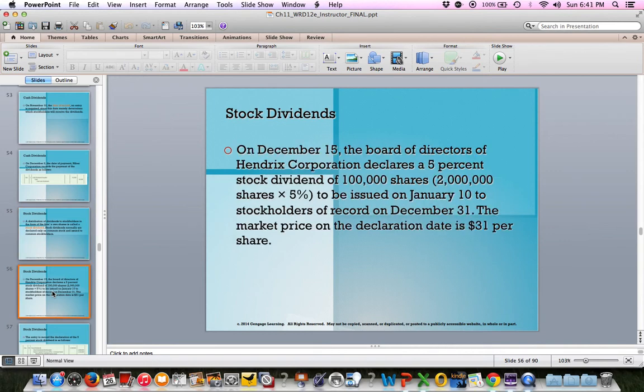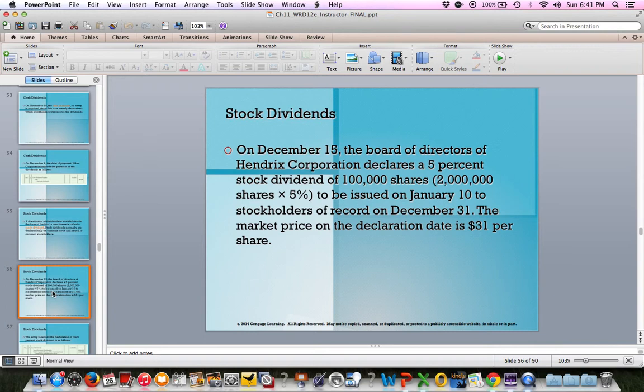On December 15th, the board of directors of Hendricks Corporation declares a 5% stock dividend of 100,000 shares, which is 2 million shares times 5%. So 2 million shares are outstanding, and we're going to pay a 5% stock dividend to be issued on January 10th to stockholders on record of December 31st. The market price on the declaration date is $31 per share.